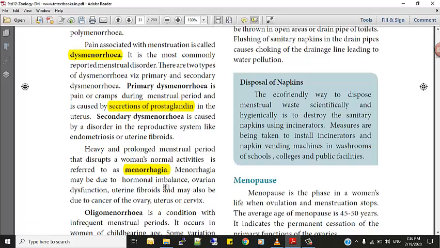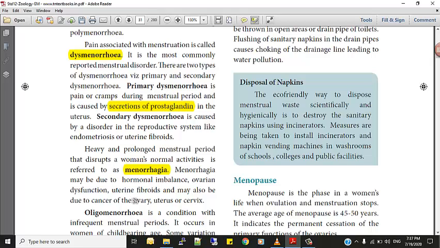Menorrhagia may be due to hormonal imbalance, ovarian dysfunctions, uterine fibroids, and may also be due to cancer of the ovary, uterus or cervix. So இந்த மாதிரி disturbance ரொம்ப மோசமா இருந்தாலே நமக்கு இந்த மாதிரி problems இருக்குன்னு அர்த்தம். அதனால கண்டிப்பா எக்ஸாமின் பண்ணணும்.